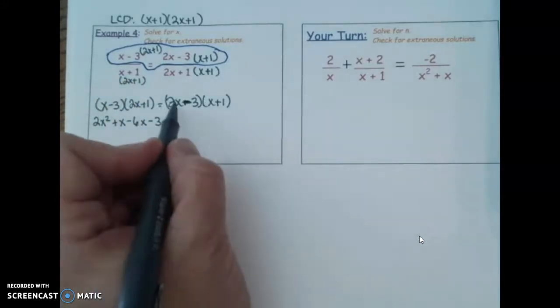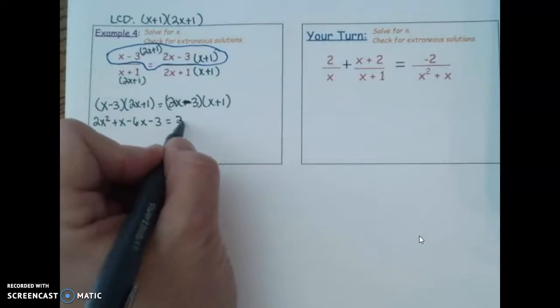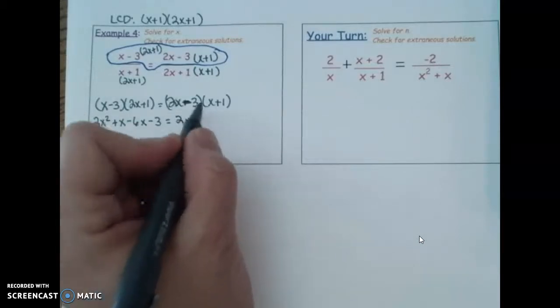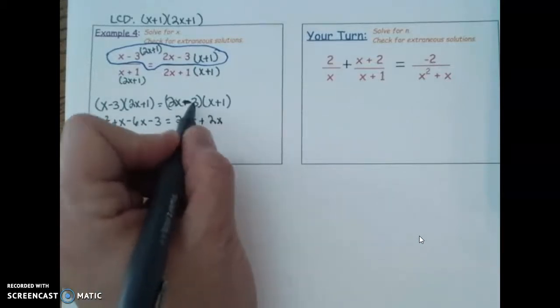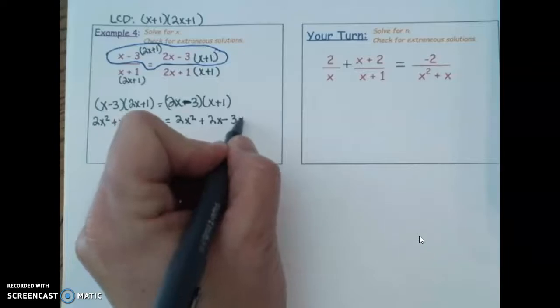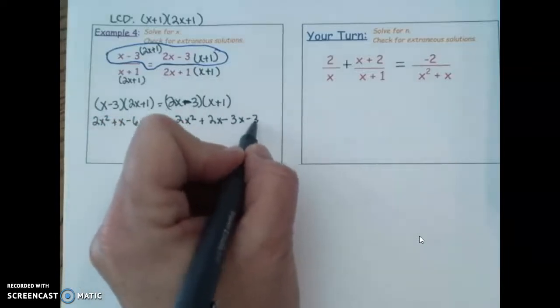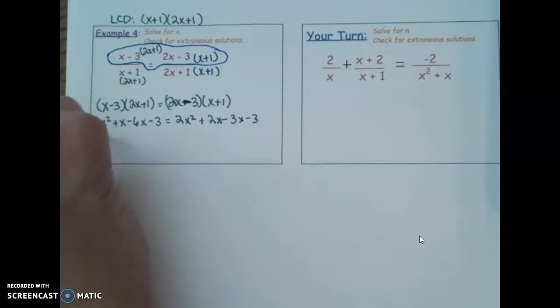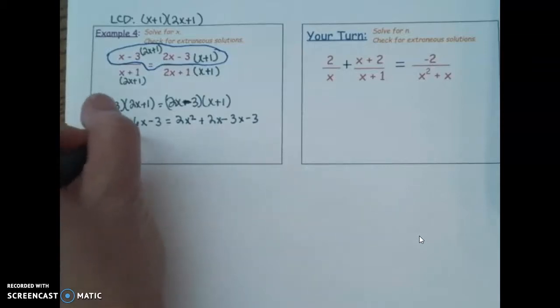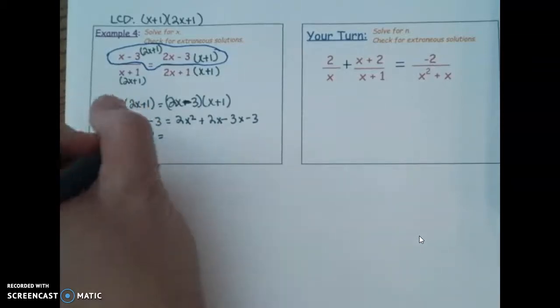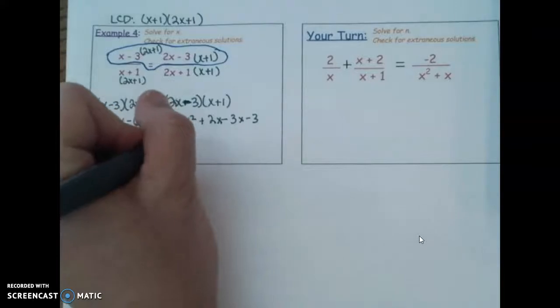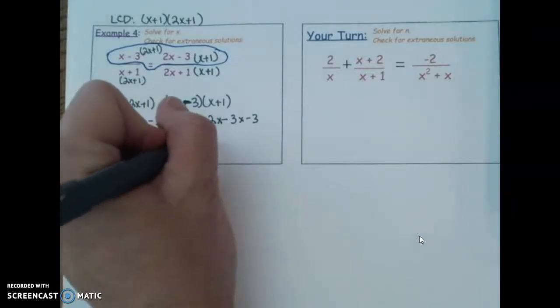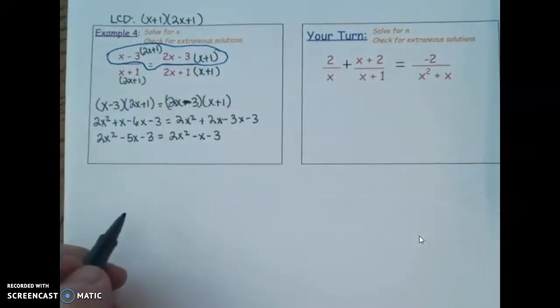I'm going to do the same thing here, so 2x times x is 2x squared. 2x times 1 is 2x. Negative 3 times x is negative 3x, and negative 3 times 1 is negative 3. So then let's combine like terms. So we're going to have 2x squared minus 5x minus 3 on the left, and then 2x squared minus x minus 3 on the right.